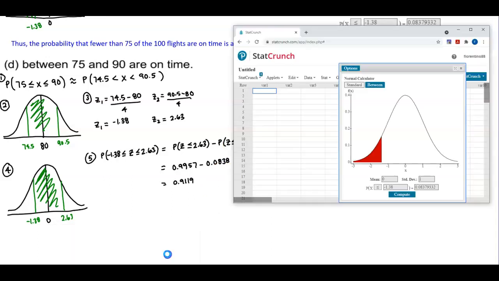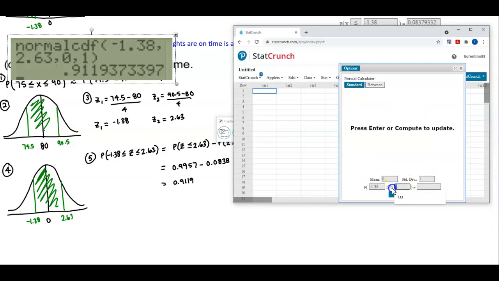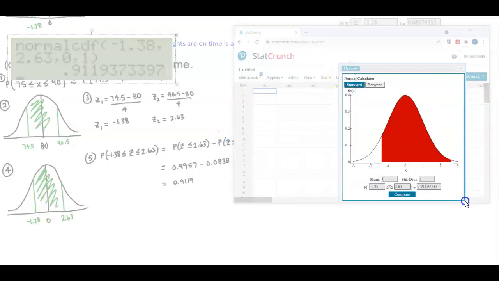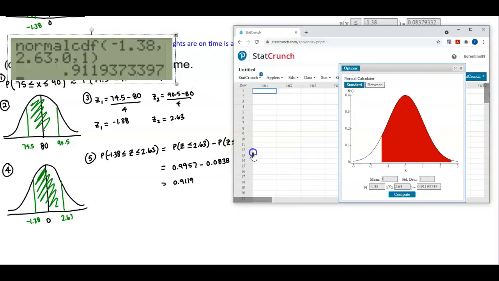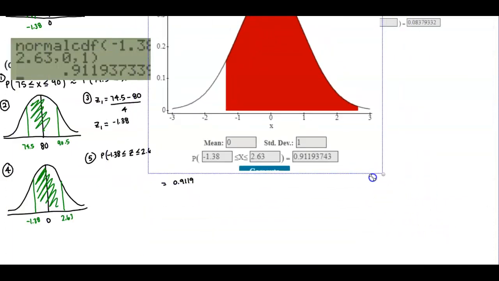Okay, and now let's use StatCrunch. We want to find the area that's in between, so we want to select between. And we know that our mean is 0, our standard deviation is 1. So our lower number is negative 1.38, which is our z-score there. Higher is 2.63, and then we're going to select compute. And so therefore there is our graph on StatCrunch that gives us the following areas.